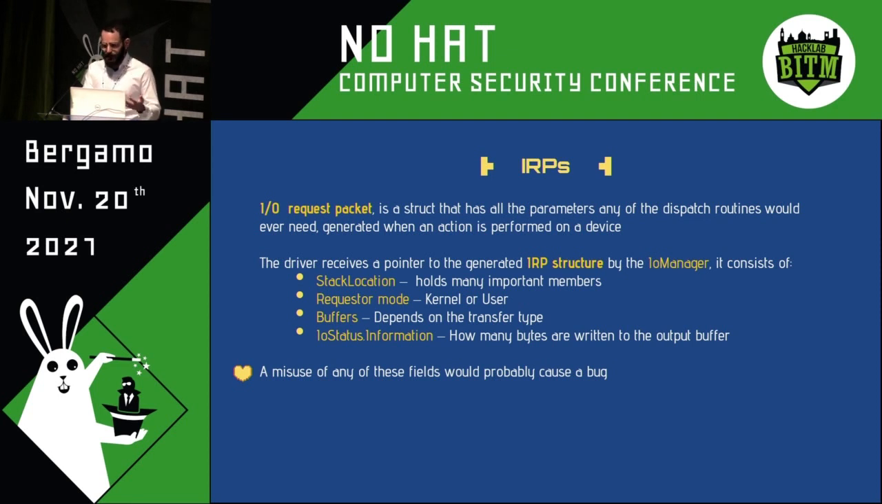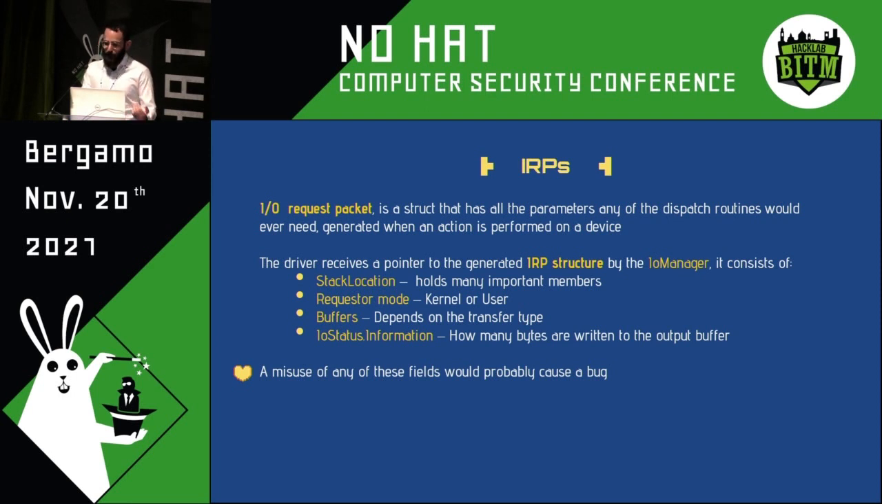In some cases, the data resides in the kernel memory, and in some other cases, in user mode. So let's examine a few of those members inside the IRP. The first one is a stack location, which holds many important members, but we won't talk about them now. A second one is a requester mode, which means if the IRP was generated in user mode or in the kernel. In the kernel, you can also generate IRPs and communicate with other drivers.